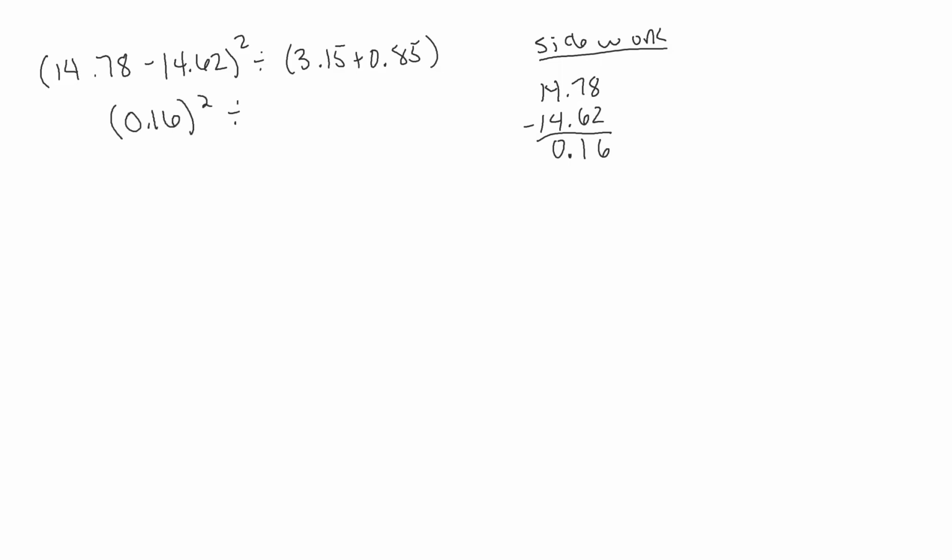by, let's see, the next set of parentheses, we have 3.15 plus 0.85. All right, again, decimal points line up. 5 plus 5 is 10, so I keep a 0, carry a 1. 8 plus 1 is again 10, keep a 0, carry 1. Don't forget to drop down your decimal. 1 plus 3 plus 0 is 4. So I'm just going to write this as plain old 4. All right, so I get 0.16 squared divided by 4.